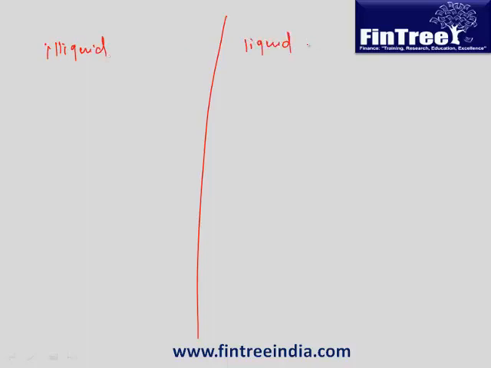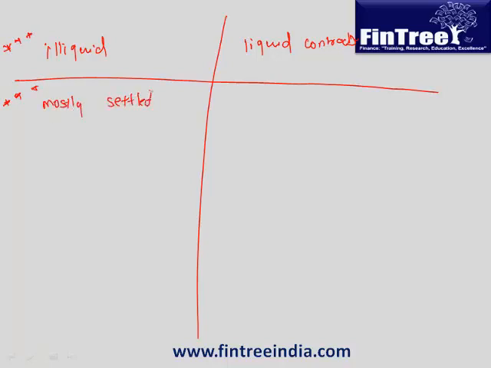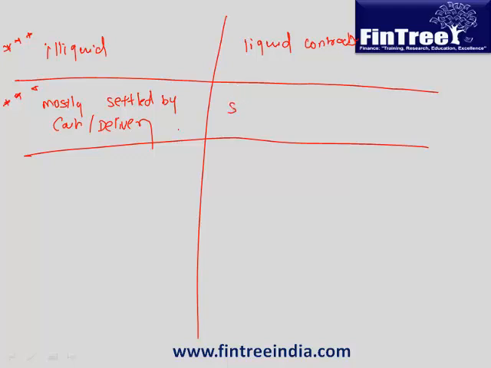Going further now, and now a very, very important point, that forwards are relatively illiquid, and these are liquid contracts. And a point which is connected to the earlier one, both these points I'll give them 3 stars. Forwards are mostly settled by cash or delivery. However, futures are mostly settled by entering into an offsetting contract.